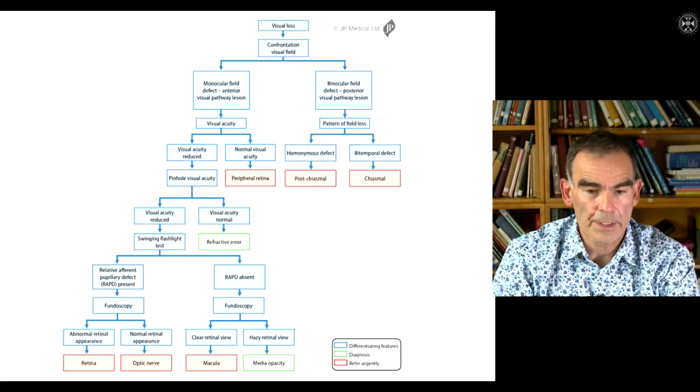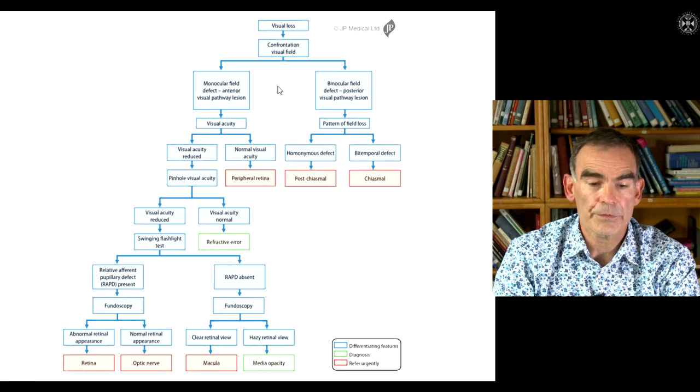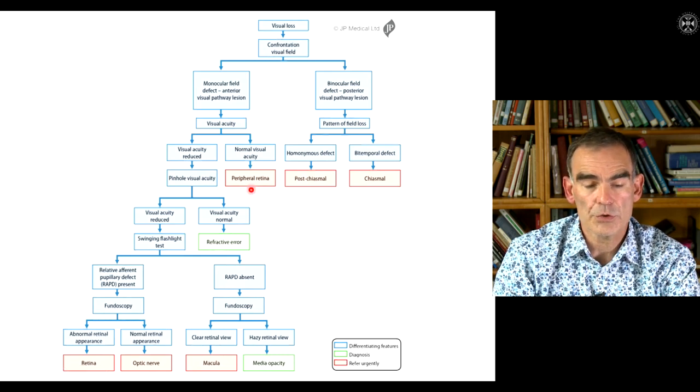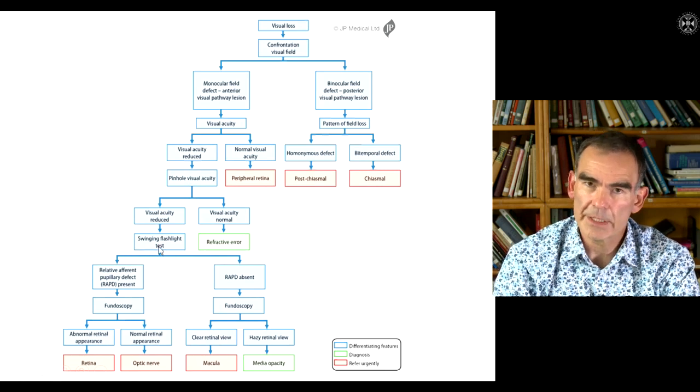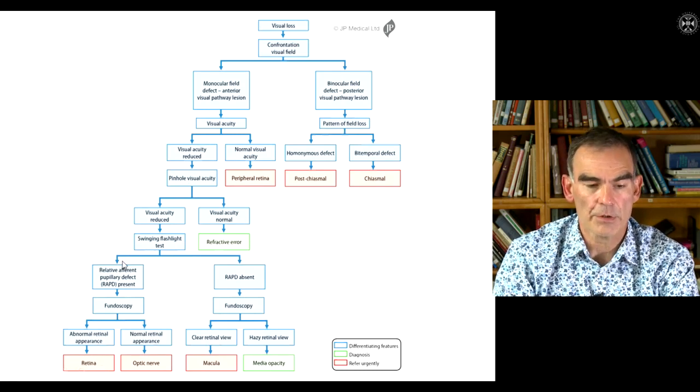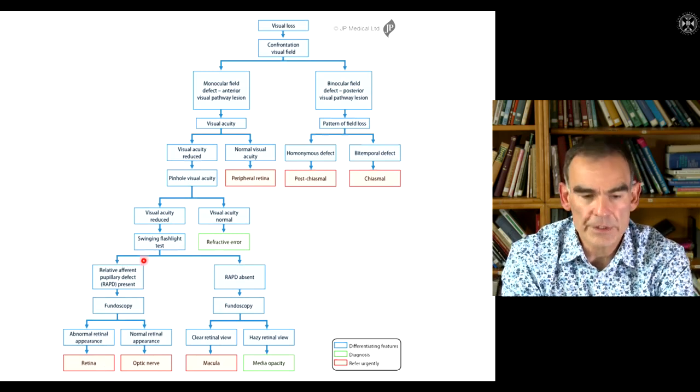So if we come back to the confrontational visual field, and it's a monocular field defect, then doing the visual acuity, if it's normal, then it's clearly just a problem with the peripheral retina. If the visual acuity is reduced, then the first thing to do is a pinhole visual acuity. If the visual acuity is normal, it's simply a refractive error. If the pinhole visual acuity is reduced, then we still have to explain why the vision's down. And the next most important thing to do is a swinging flashlight test looking for the presence of a relative afferent pupil defect.